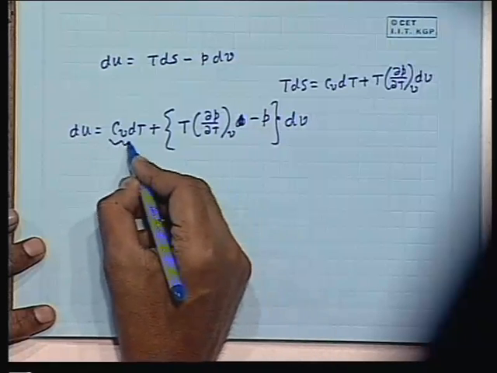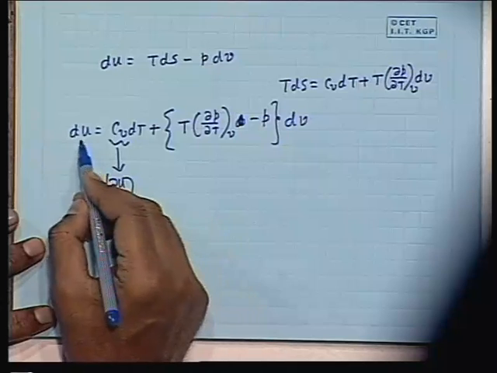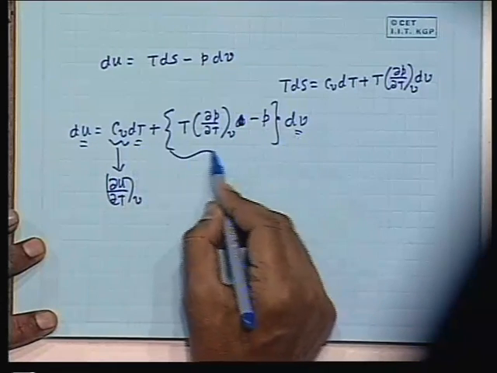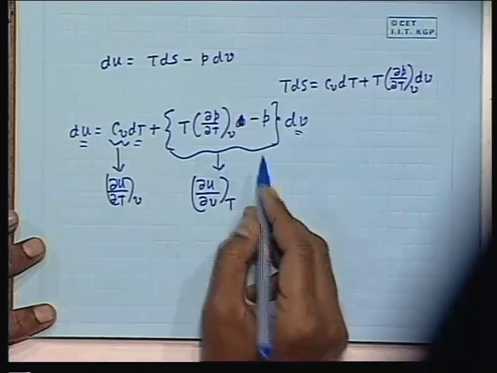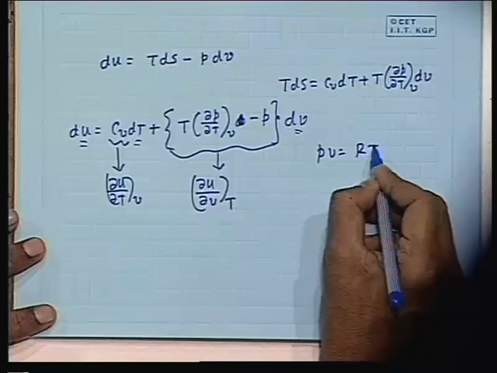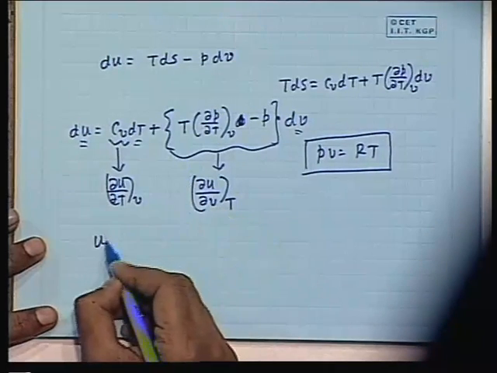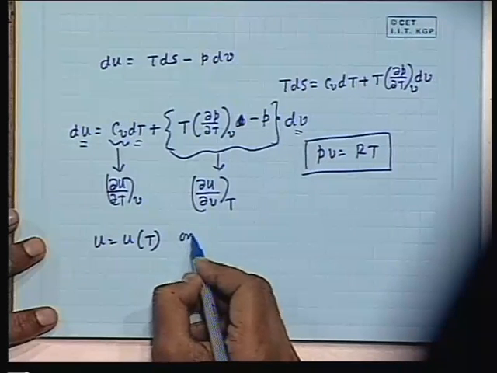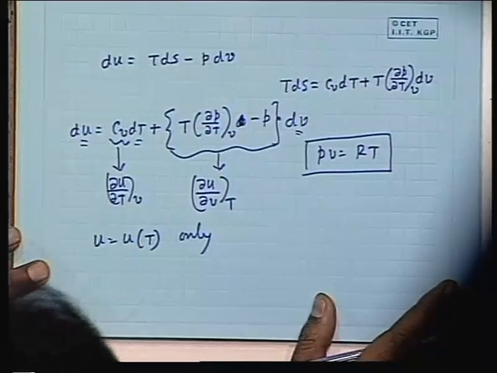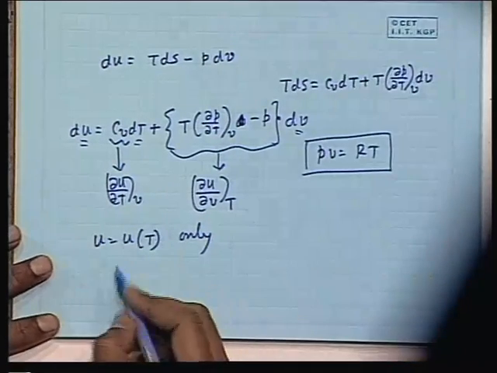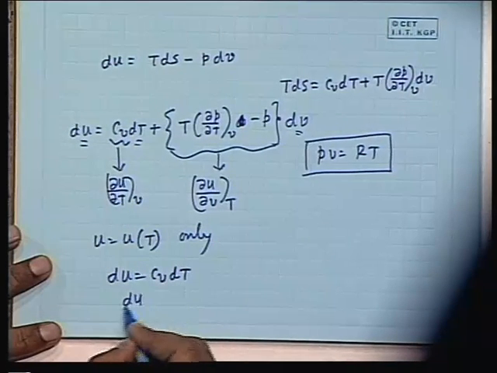True? Then see what is Cv? Cv is equal to del U del T at constant V. That means du is expressed as a function of T and V. And this is nothing but del U del V at constant T. What is this quantity? If we evaluate it for an ideal gas where PV is equal to RT, this becomes 0. That means U is a function of temperature only. These are very simple things. So one of the important corollaries of the ideal gas is that du is always equal to Cv dT, and H and U are functions of temperature only.